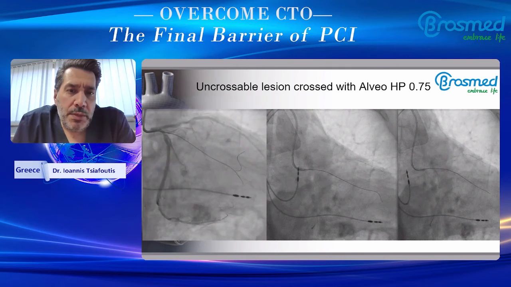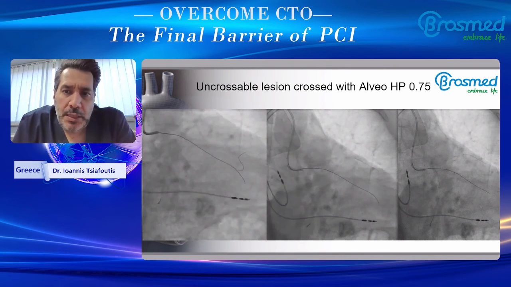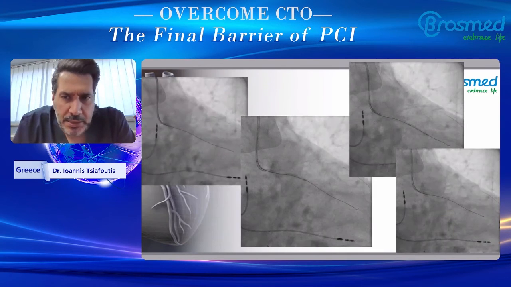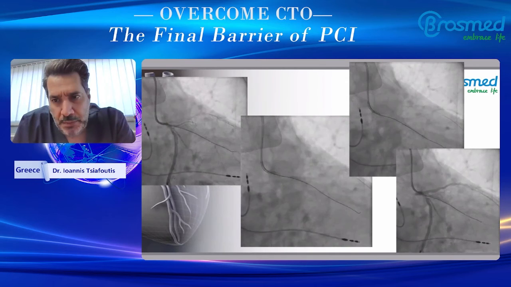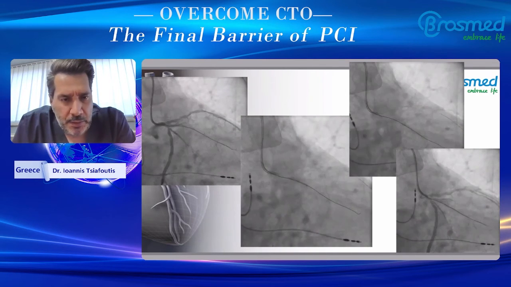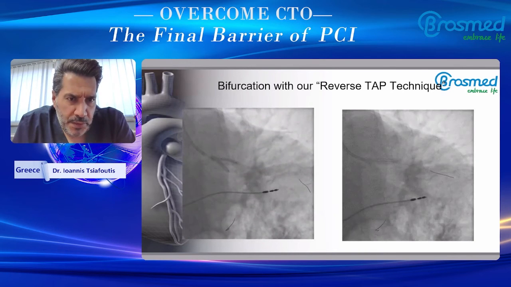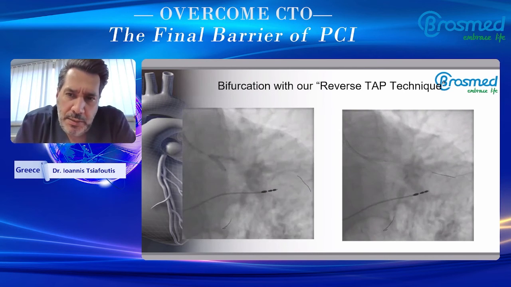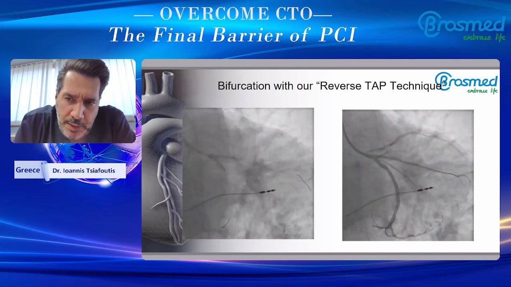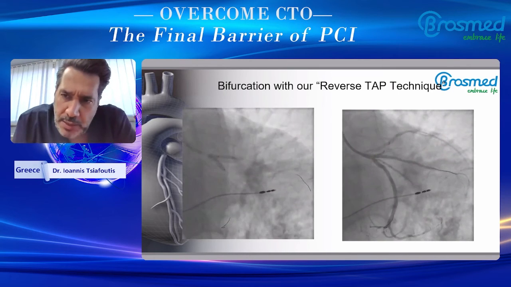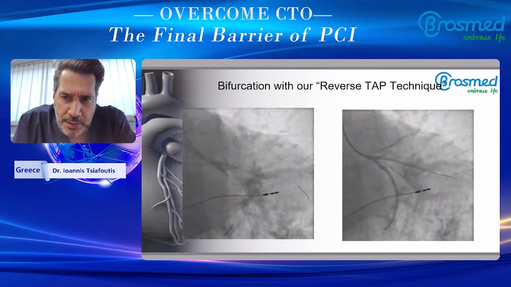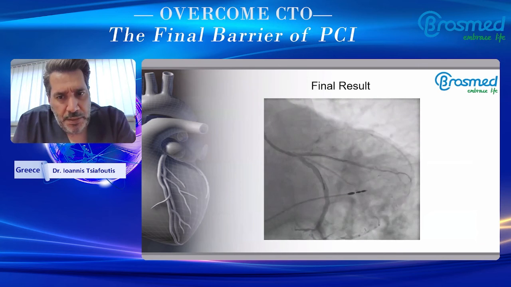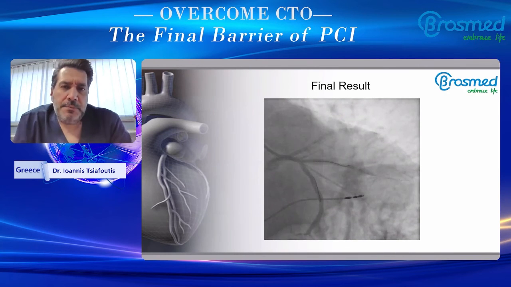This lesion proved uncrossable as well, and we had to use, again, the Alveo HP 0.75 to dilate. And after that, we could use bigger balloons, and we had good dilatation. And finally, we used the reverse tap technique in the proximal circumflex and the OM. It's a technique that we have demonstrated, and we had a final result. The patient is fine with no angina after that.